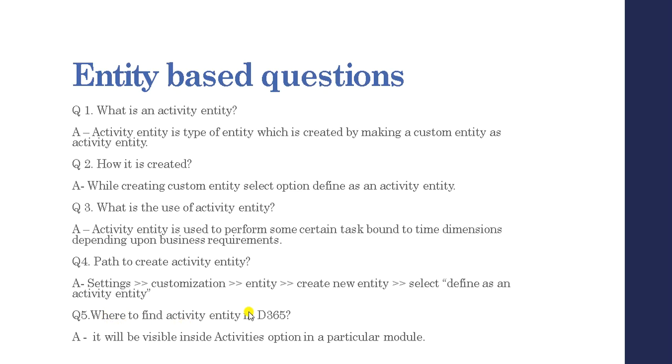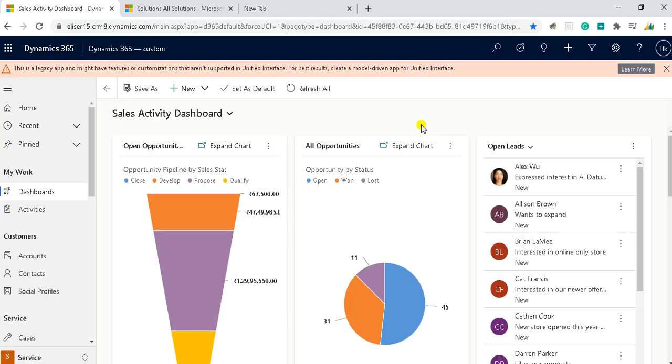And where to find activity entity in D365? It will be visible inside the activities option in a particular module. I'm talking about the MSCRM user interface. So let's see how we can create an activity entity inside MSCRM and where I can find the created activity entity in the user interface. So I'm here on the MSCRM user interface.